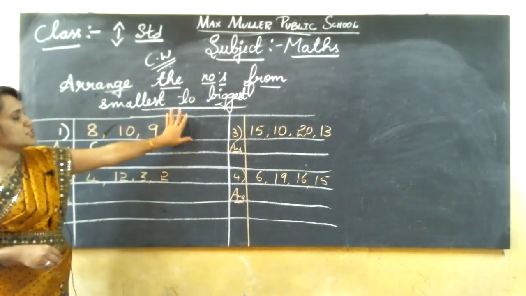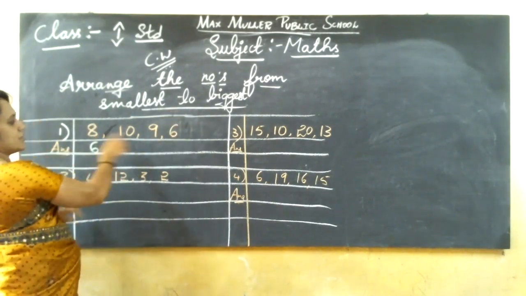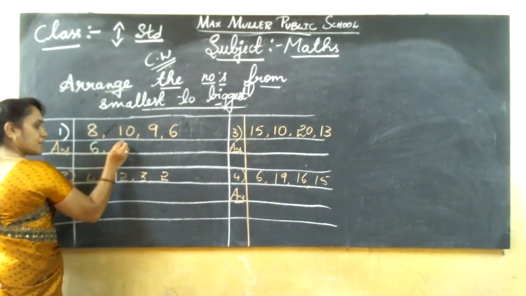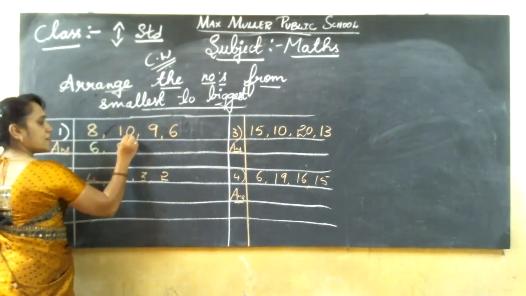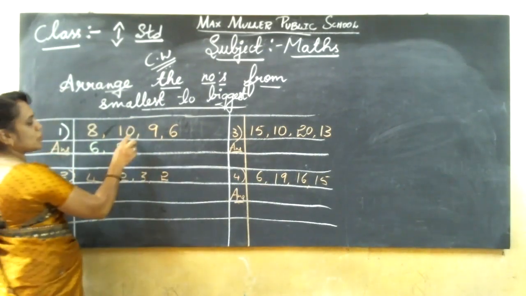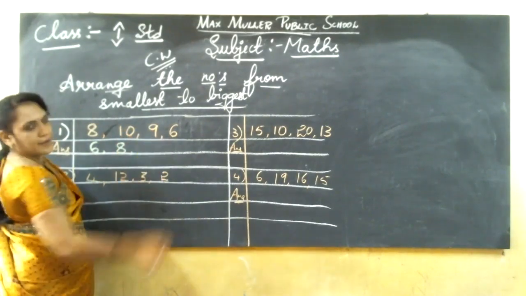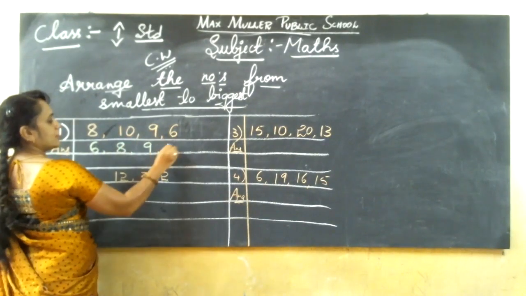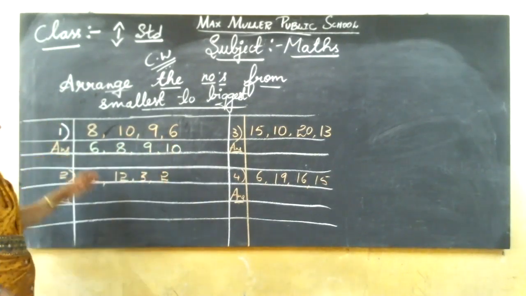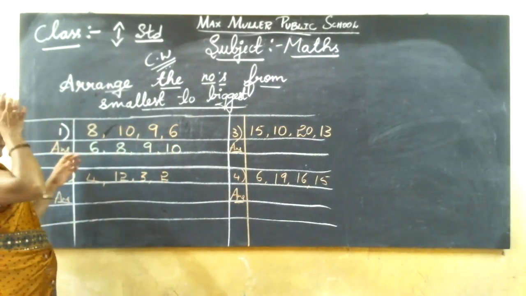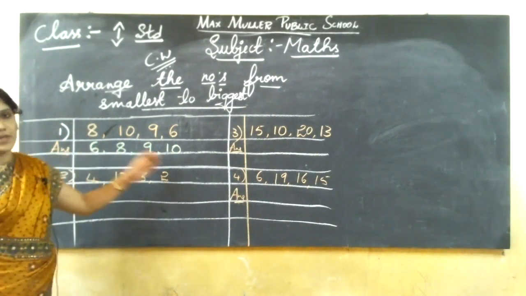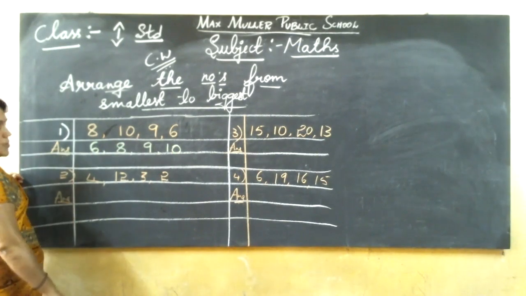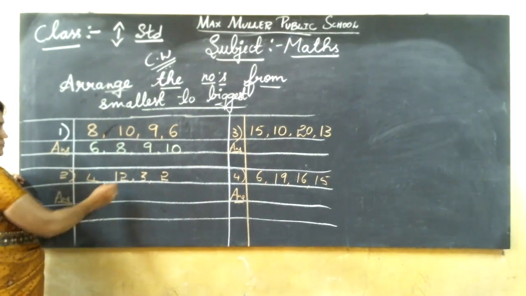Next. 6 is finished. Now you see these 3 numbers, 8, 10, 9. Which is the smallest? 8. Next, 10 and 9 are there. Which is smaller in this, 10 or 9? 9. Yes. Next, 10. Understand? So this one you should arrange from smallest to biggest. Next, the second sum.